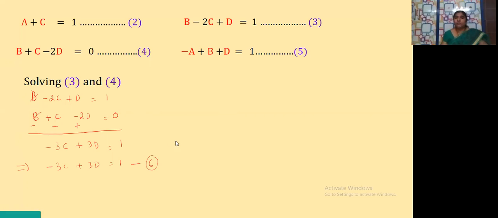Already we got till equation number 5 now here. So we are writing equation number 6. Now here, what is the next step? Solving equation number 2 and equation number 5. Here we are trying to solve second equation and fifth equation. What is second equation, children? a plus c is equal to 1. Okay. What is fifth equation? Minus a plus b plus d is equal to 1. Okay.